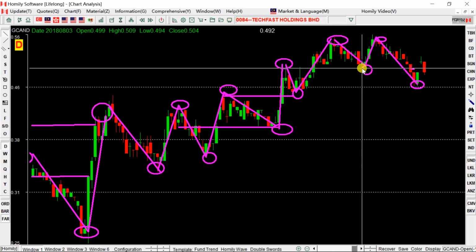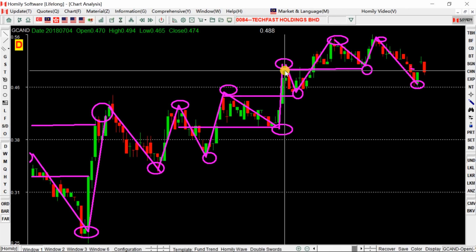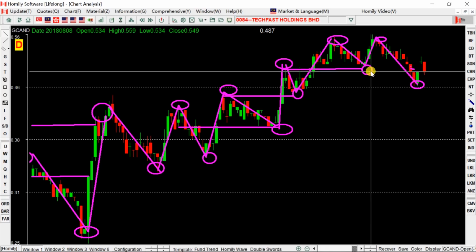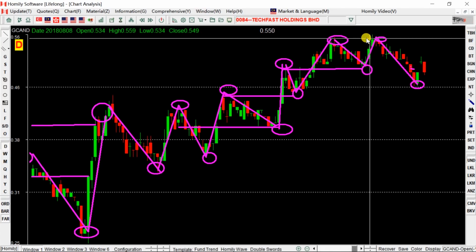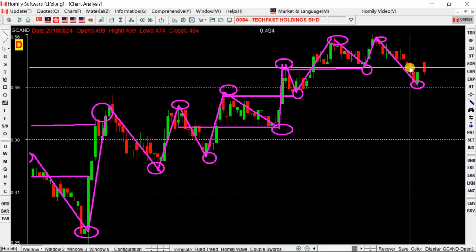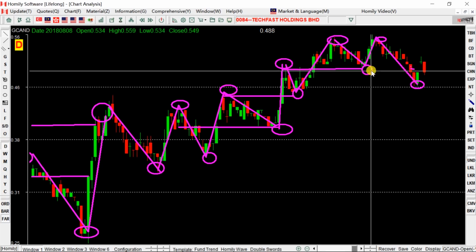Like here, this low is not higher than the previous high, it's lower than the previous high. That means the trend is unstable. Look at this high, it's almost the same as the previous high. So the uptrend is possibly over here, we need to be cautious. And this day we see the close price breaks down the previous low.